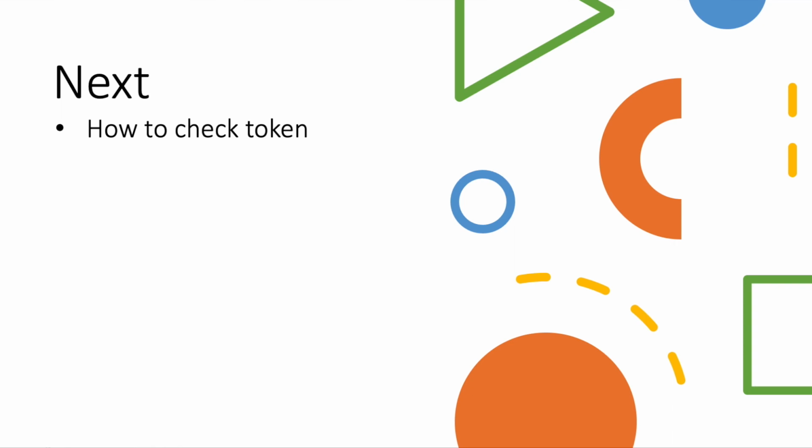In this video, we have discussed how to configure callback URL and logout URL. In the next video, we will discuss how to check JWT token.